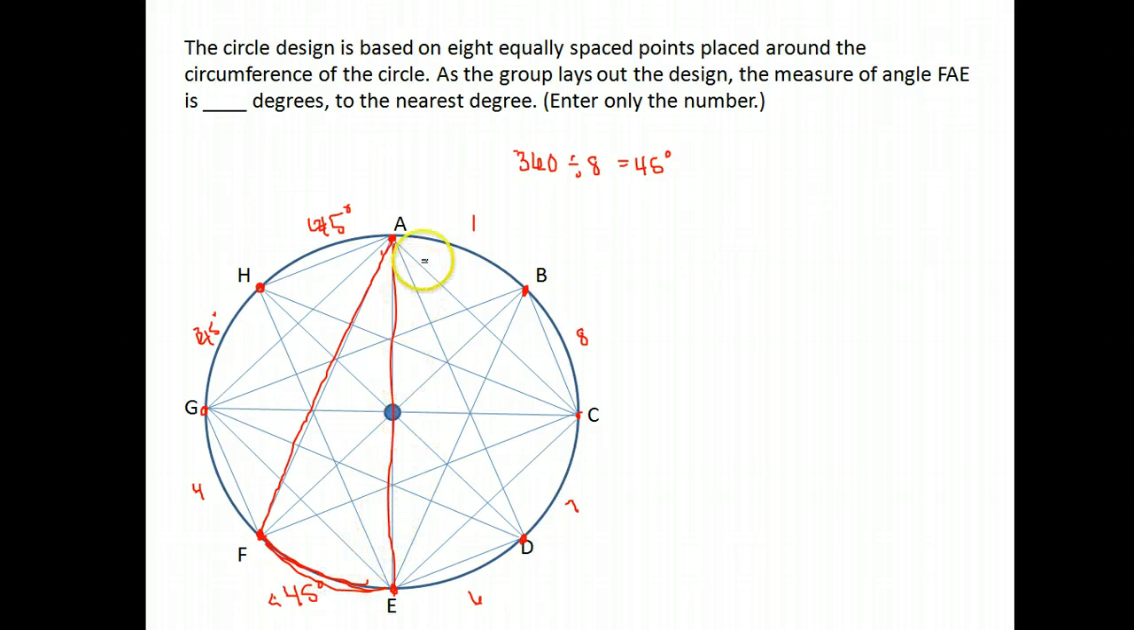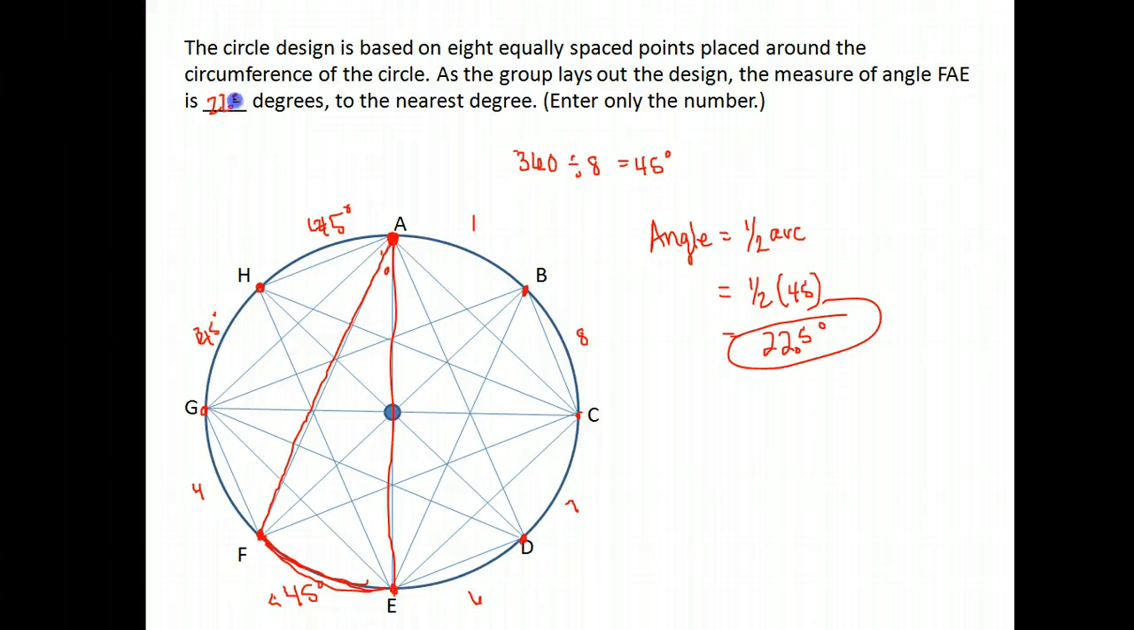So the way that I can find the measure of my angle A is I notice that its vertex is on the edge of the circle, and in lesson 13 we talked about what happens when you're on the edge of the circle: the angle is equal to half of the arc it's creating. So our angle here would be 1/2 of the 45-degree arc. 45 divided by 2 gives 22.5, so the angle here would be a 22.5 degree angle. Oh, it wanted it to the nearest degree, excuse me, so I would round that up to 23.